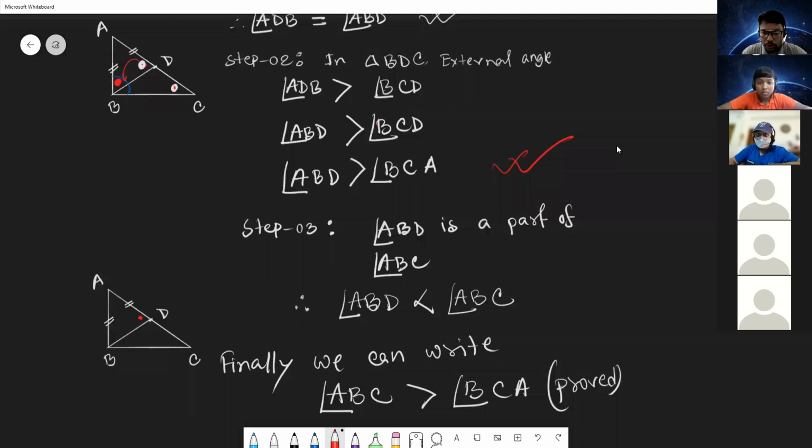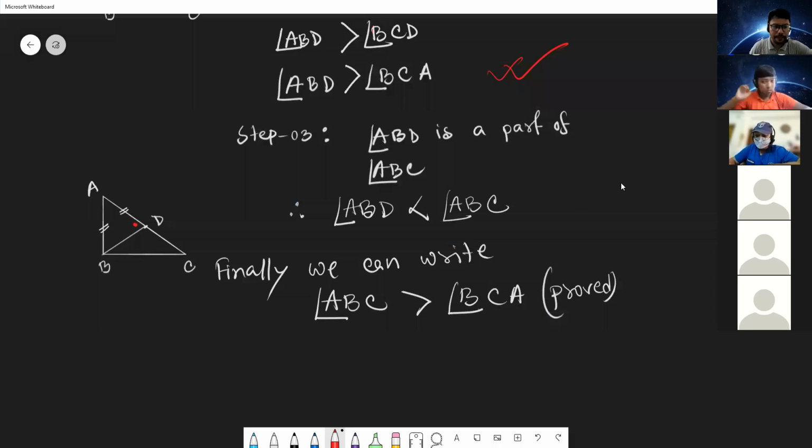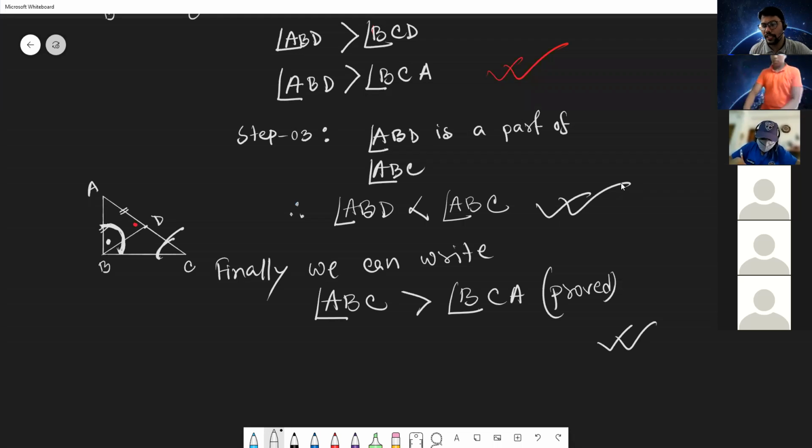So now we have discussed step two here. Again, this angle is a part of the whole angle B. So definitely this angle is smaller than angle B. So now this is the same. So finally we can say that angle ABC is greater than angle ACB or BCA. This is our requirement, so we have done it here.